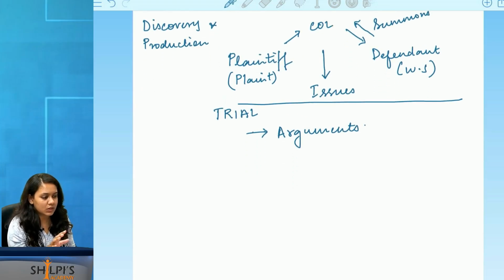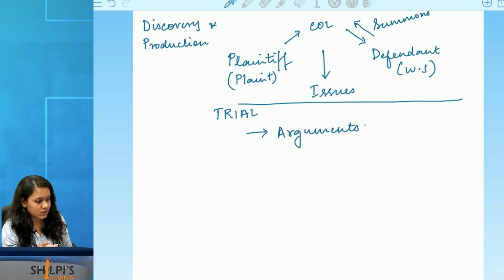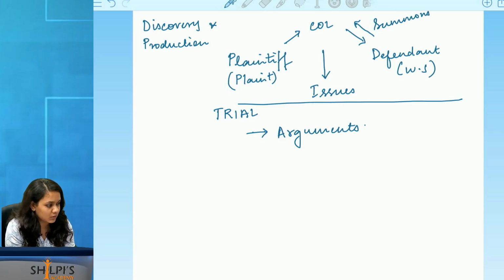What are arguments? Arguments by the plaintiff first, or the plaintiff's lawyer, and then arguments by the defendant's lawyer. This stage is reserved purely for the purpose of explaining what exactly is present in your plaint and written statement. Because till now you kept submitting documents and evidence only. At this stage you have a point, you have the thing to argue before the court of law.